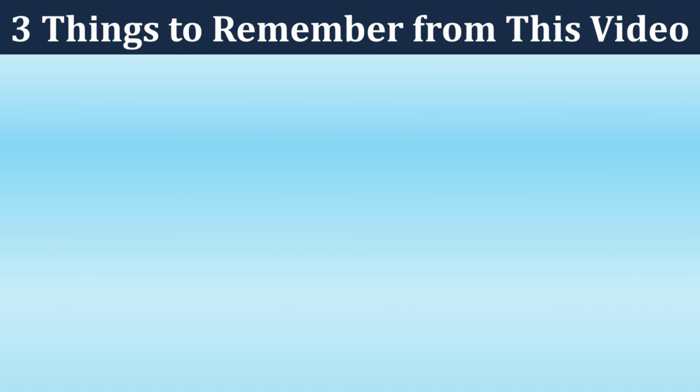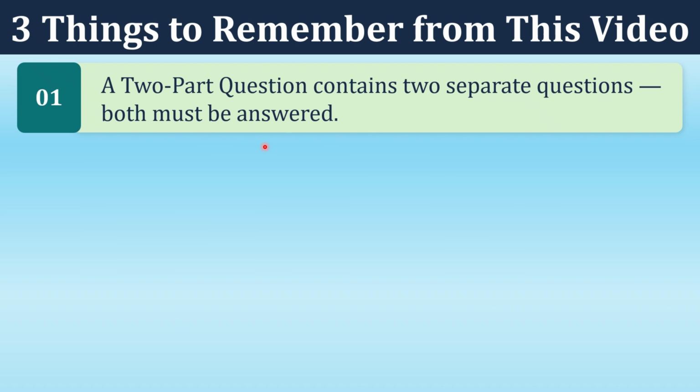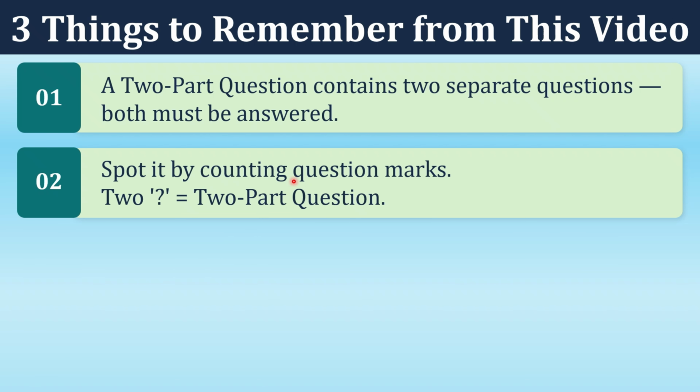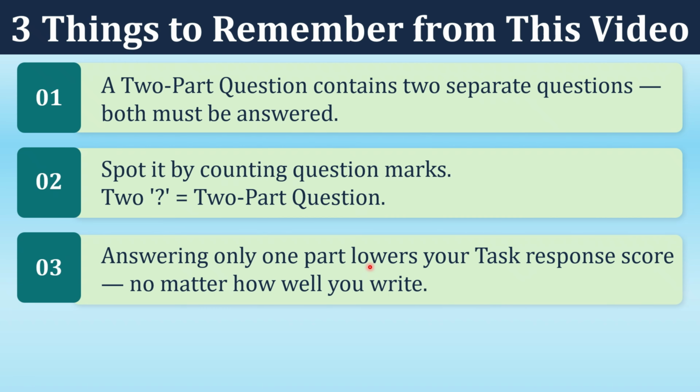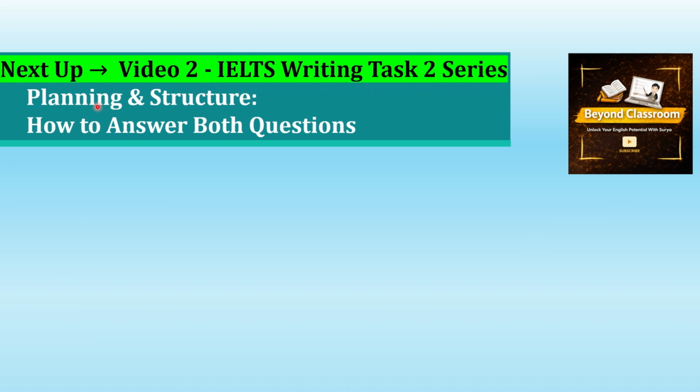Before you go, remember these 3 key points. First, a 2-part question has 2 separate questions, and you must answer both. Second, you can identify it by counting the question marks. 2 question marks usually mean it's a 2-part question. Third, if you answer only one part, that is just one question, your task response score will be lower, even if the rest of your essay is well written. Once you can identify a 2-part question correctly, you are ready to learn how to plan and structure your response. That's the end of part 1. In the next video, we will look at planning and structure.